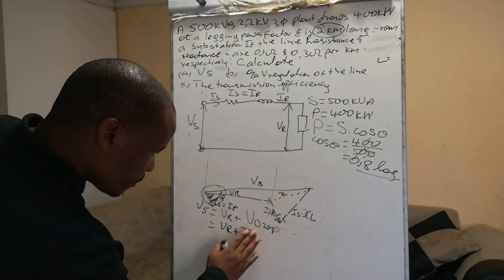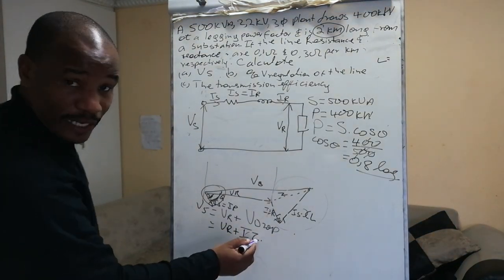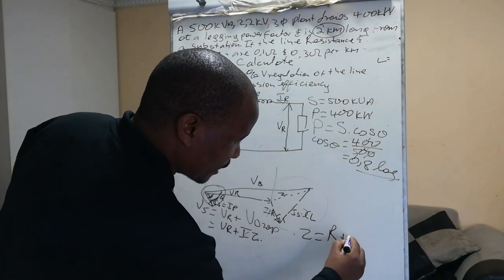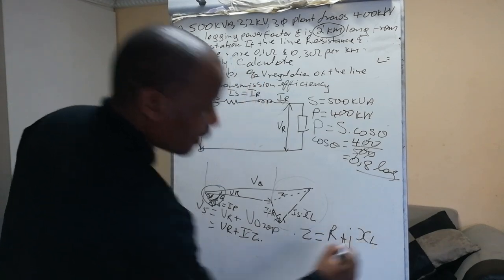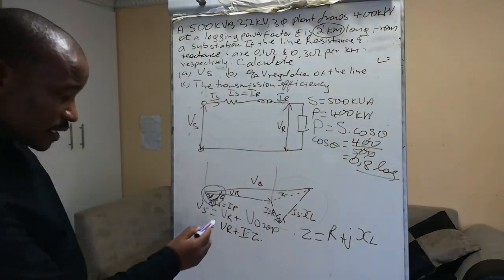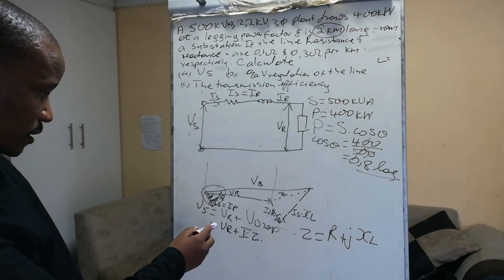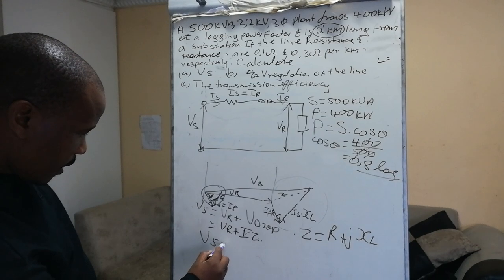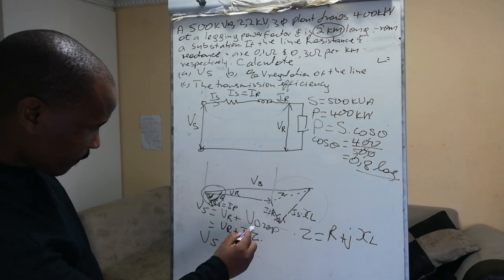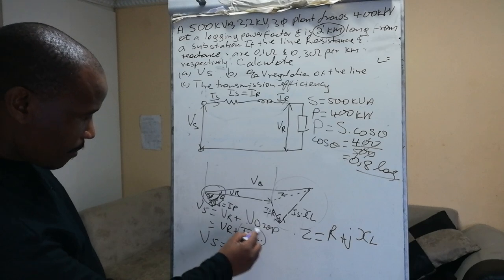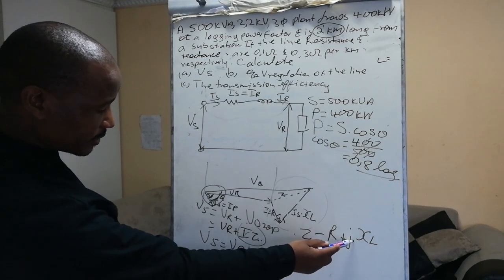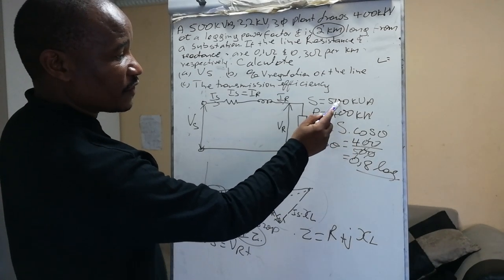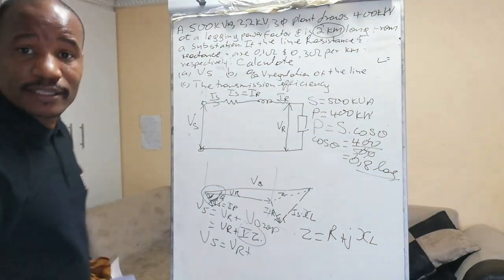Now, it is I multiplied by Z, which is the impedance. But the impedance is equal to R plus jXL. So this is the formula we're going to use to calculate the sending end voltage, which is VR plus V drop. V drop is I multiplied by Z. What is Z? And the current, we have calculated the power factor of it. We are given almost everything, so we can calculate the current.